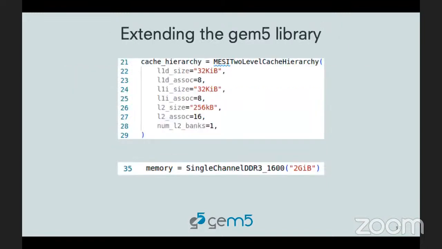All right, next thing we're going to do is a more complex cache hierarchy model. Up until now, we've only had no cache, right? So let's actually put in a proper cache hierarchy setup here. This is a two-level cache hierarchy, using the MESI two-level cache coherence protocol. The various parameters here are the L1 data cache size, the L1 instruction cache size, the L2 size, the associativity of these caches, and the number of L2 banks. So this is a particular cache hierarchy setup, and it's parameterizable to an extent.